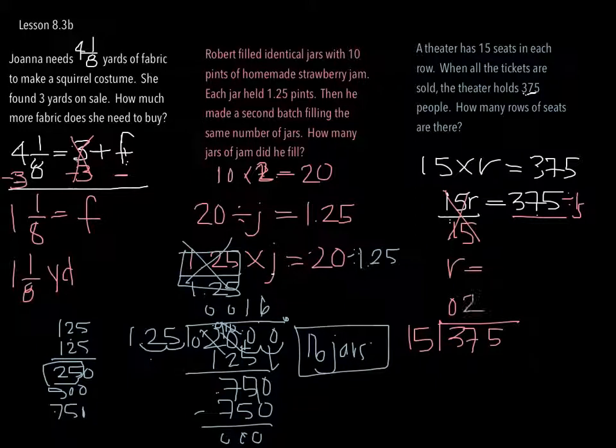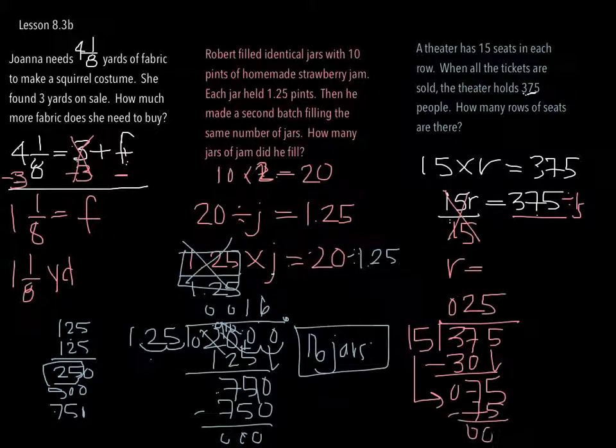And that's going to be 2. 2 times 15 is 30. Put that down. Subtract. 7, 0. Bring down my next number, which is a 5. How many 15s in 75? 15, 30, 45, 60, 75. That seems like 5 to me. Put answer on top, multiply, subtract, 0, 0. So the answer is 25 rows.